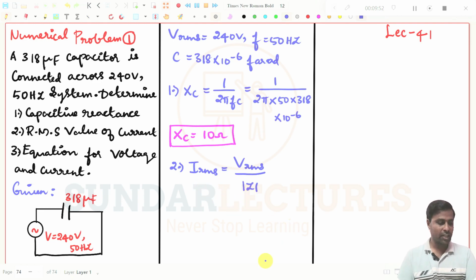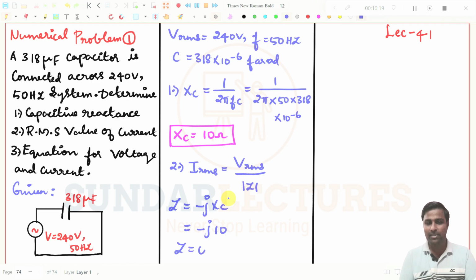We need to find modulus of Z. What is the value of modulus of Z? First you need to find what Z is here. If it is a purely capacitive circuit, Z will be equal to minus j into Xc, which is minus j into 10 ohms. How will you write this? Z will be equal to 0 minus 10j. I need to find the modulus of Z to find the RMS value. How can I find the value of modulus of Z here?